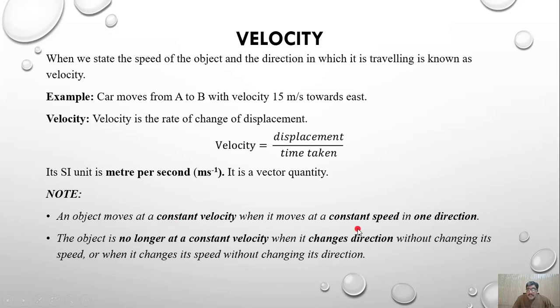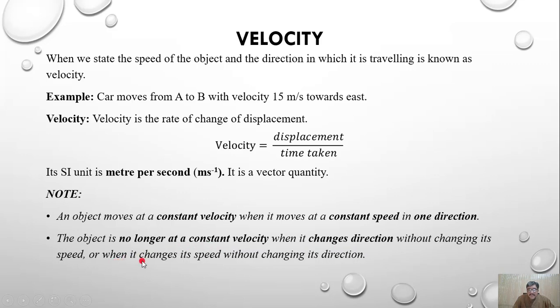If direction is changing but speed is not changing, then the object is no longer at constant velocity. See here, the object is no longer at a constant velocity when it changes direction without changing its speed. Means speed is not changing but direction is changing, then it will be called non-constant velocity.